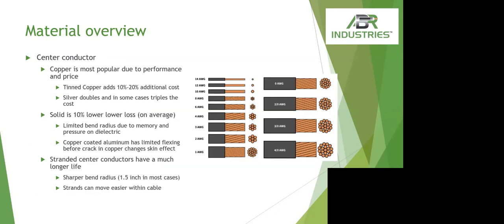And then even if we silver plate the product, it can double, and if we go with pure silver, it will actually triple the cost of the product itself. Solid center conductors are an average of about 10% lower loss. There are some trade-offs. One is the bend radius due to the memory of the coax and the pressure on the dielectric. And also, if we use a copper-coated aluminum, which has become more popular because we can use it for the skin effect value, we have to look at limiting the amount of flexing because copper will crack and then it'll change the skin effect of the product itself.